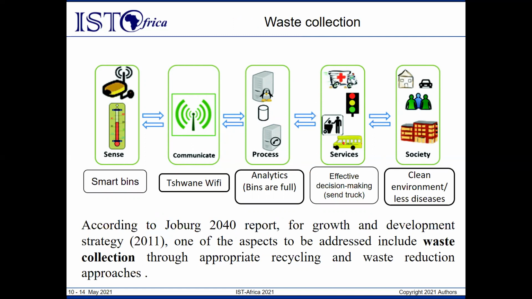So as I said, there was a list of potential use cases that I mentioned before. One of the potential use cases that we're going to look at is the waste collection. In this case, because we said we need objects that are interconnected and are able to sense, those objects are smart bins. So we need smart bins that can tell us whether the bin is full or empty or half, right?